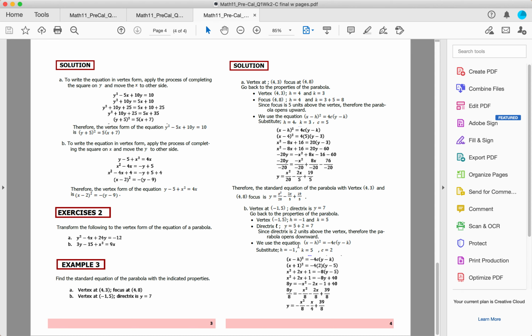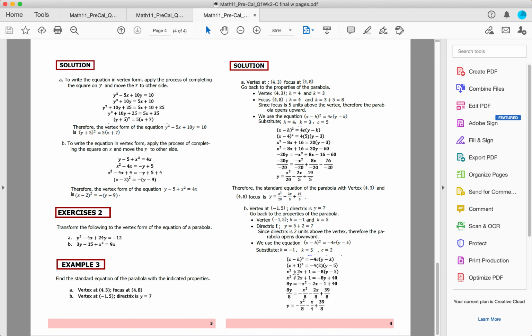Meaning to say, the parabola is opening downward because your directrix is above it. Okay, so the distance from negative 1, 5 to 7 is 2 units. Therefore, c is 2. Since it's opening downward, it should be negative 4 times 2. So supplying the values of your h and k, h is negative 1, so that becomes x minus negative 1, becomes x plus 1 squared equals negative 4 times 2, y minus 5. So this is the vertex form.